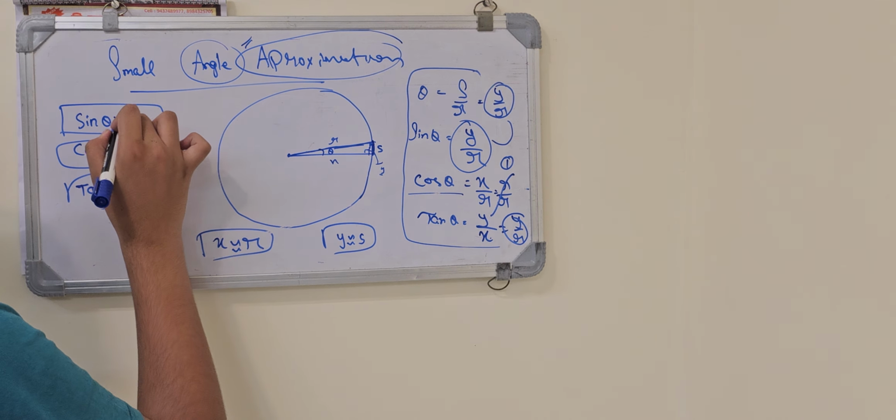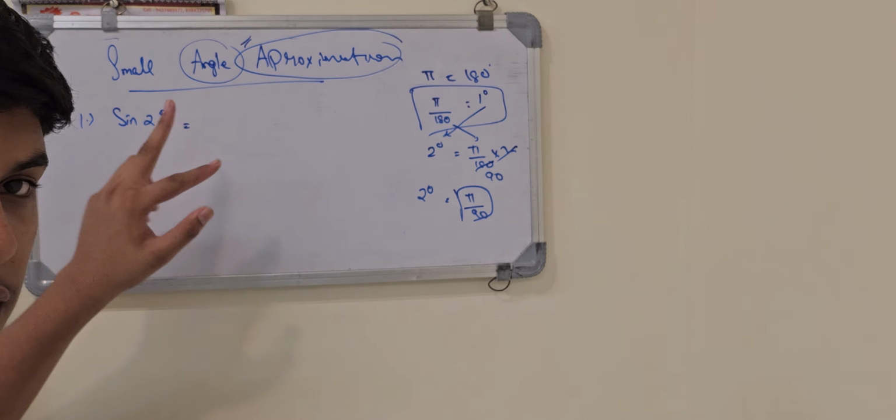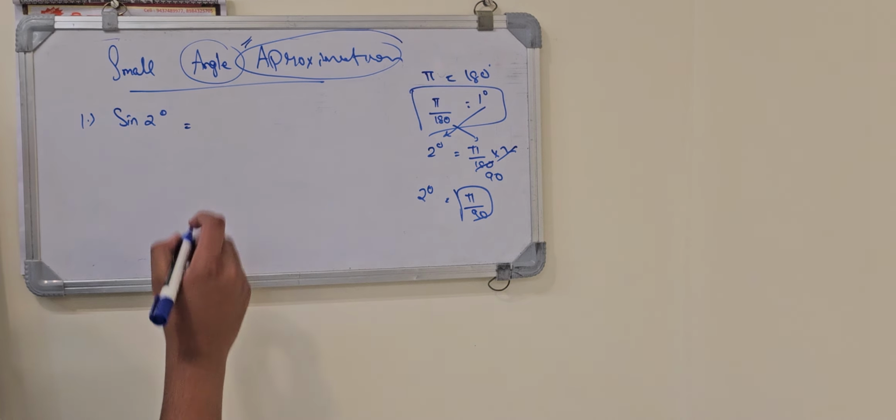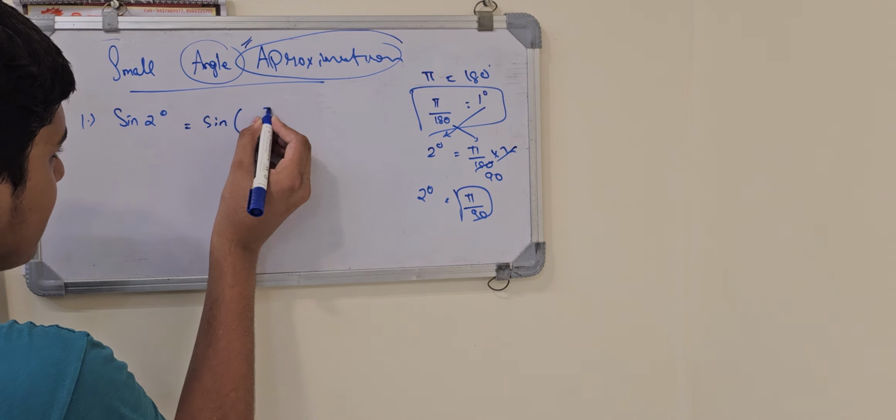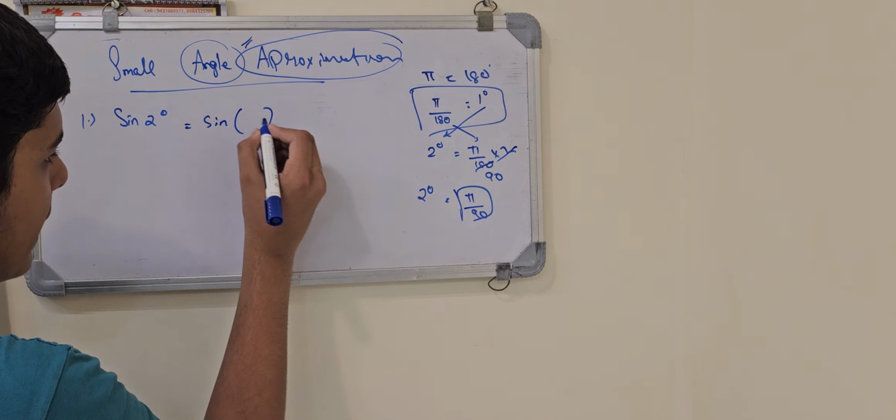If I talk about 2 degrees, this will be equal to what? Pi by 180 multiplied by 2. You have also learned the unitary method. If 1 degree is equal to pi by 180, then 2 degrees is equal to pi by 180 multiplied by 2. So 2 degrees is equal to pi by 90. Can we put pi by 90 here? Of course, we can, since 2 degrees converted into radians is pi by 90.